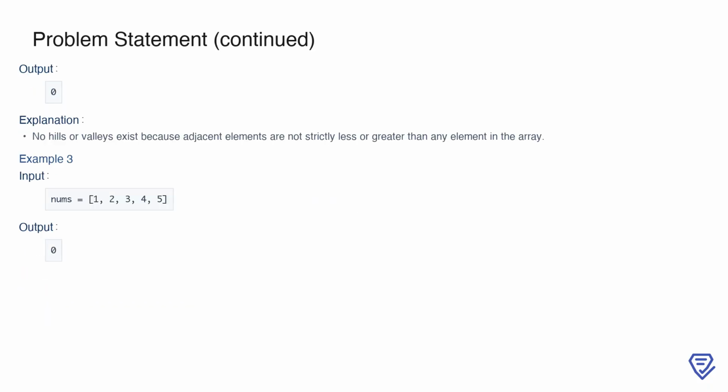Now consider a different example, where nums equals [6, 6, 5, 5, 4, 1]. The output here is 0 because no hills or valleys exist. For any index in this array, the adjacent values are either equal to or not strictly greater or less than the current value. This eliminates the possibility of forming any hills or valleys. For instance, at index 2, the values 6 and 5 are not strictly greater than the current value, 5. Similarly, at index 4, the values 5 and 1 do not satisfy the condition for forming a hill or a valley. As a result, the total count remains 0.